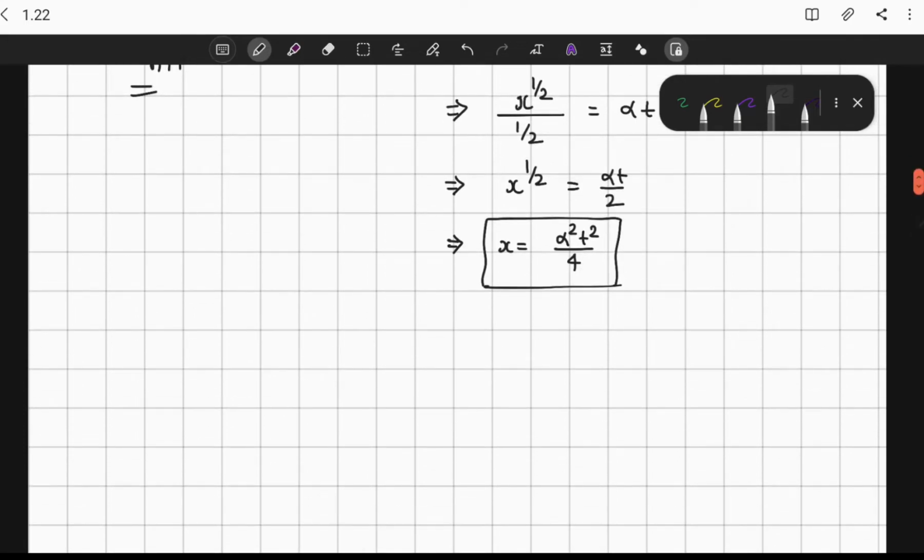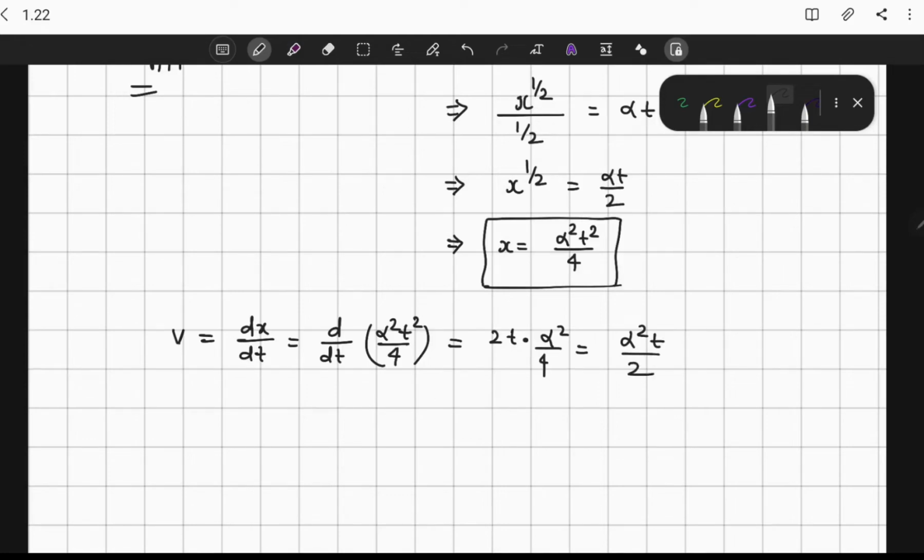Now it is asked to find the time dependence of velocity. So for the velocity we can write v is equal to dx upon dt is equal to d by dt of alpha square t square by 4. As alpha square by 4 is constant, we can differentiate t square, and the differentiation of t square is 2t. So we will get 2t times alpha square by 4, that is equal to alpha square t divided by 2.